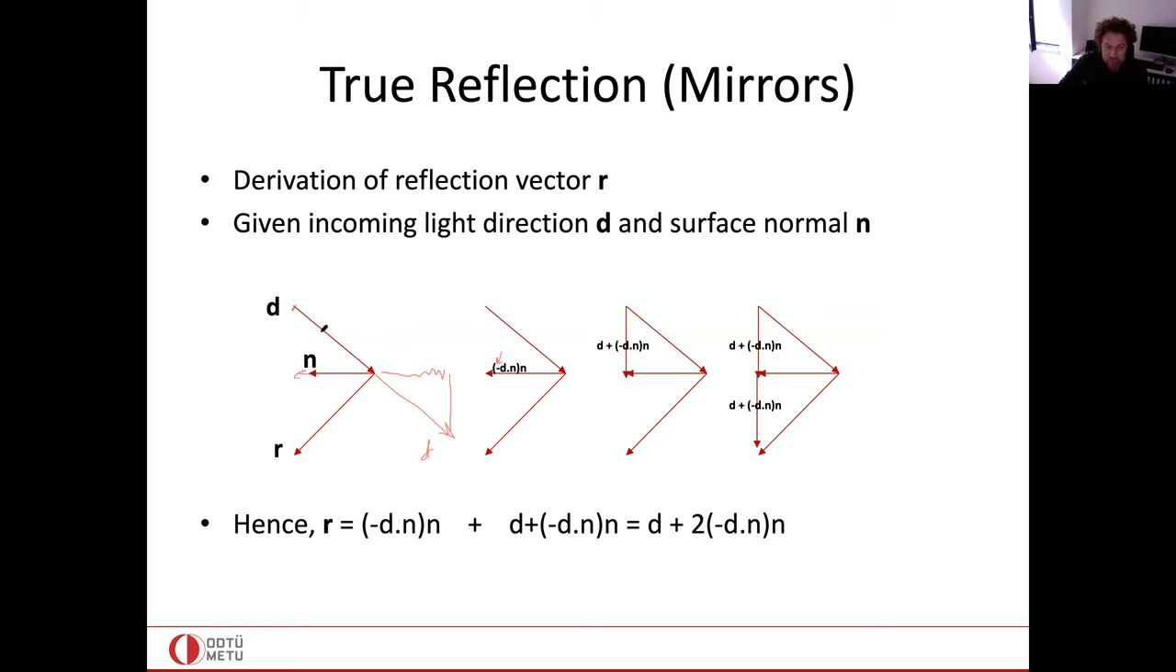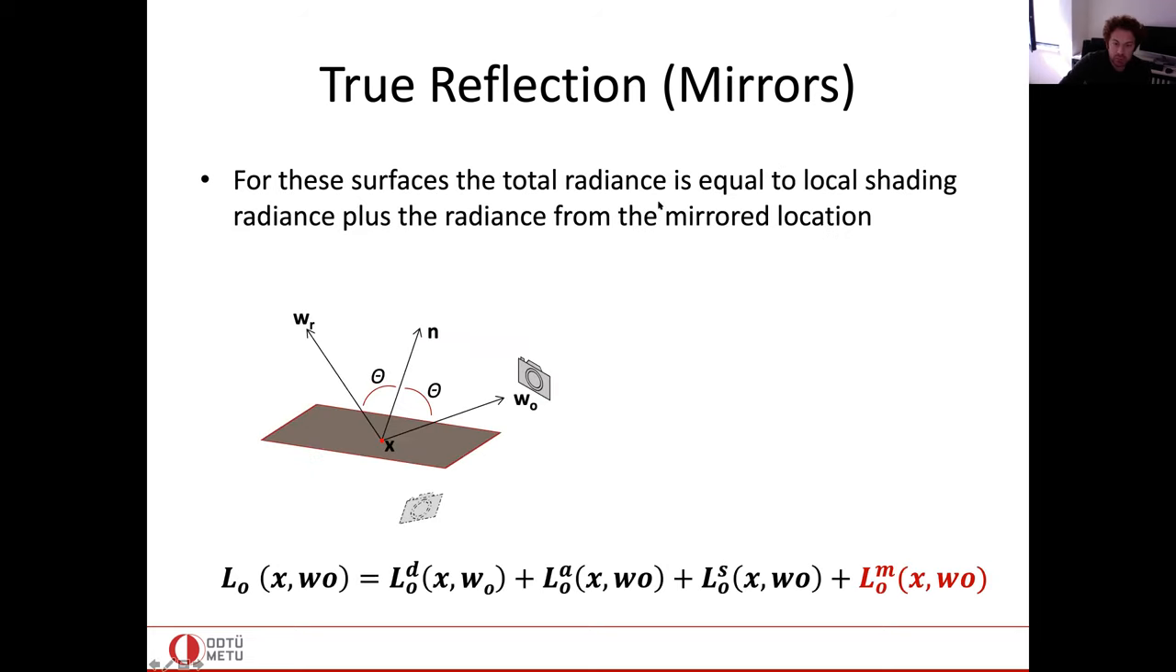Now what if I add D and this scaled N? Then I will be at this point, D plus that scaled N. Then I can add one more to that to get the copy of this, which will land me here. That's why I have this final output, D plus two of these scaled normal directions. Okay, so with that, we are almost done.